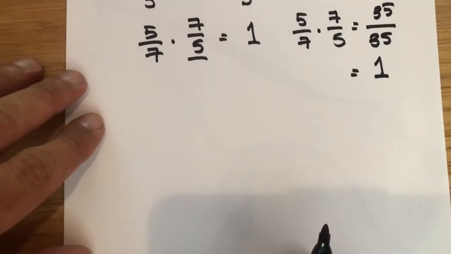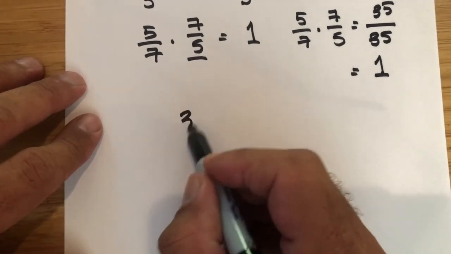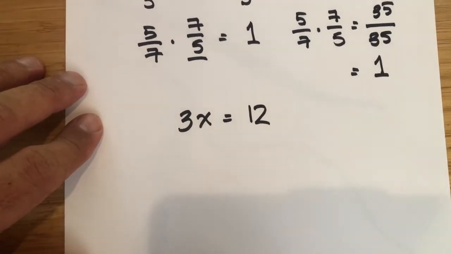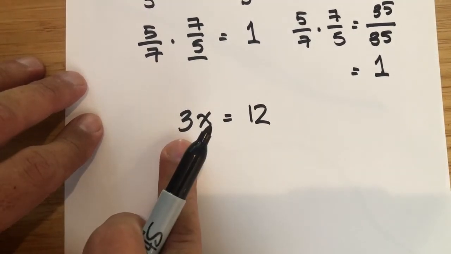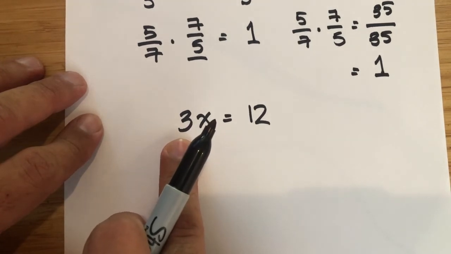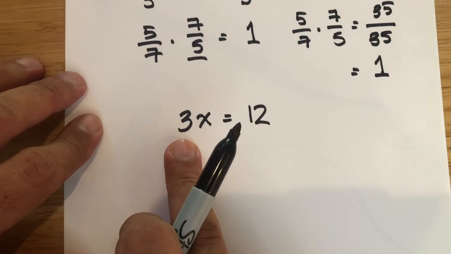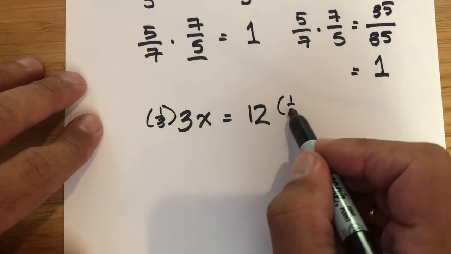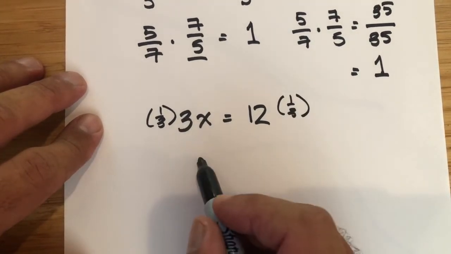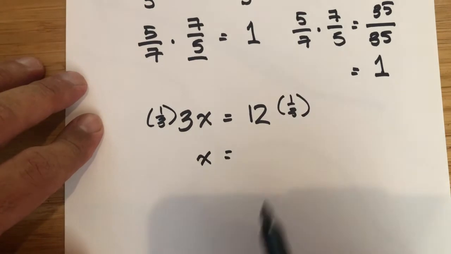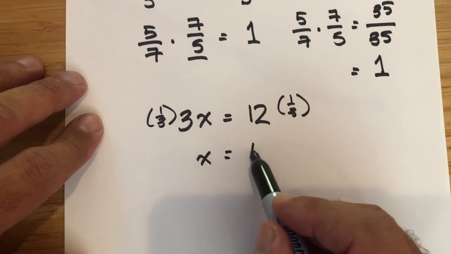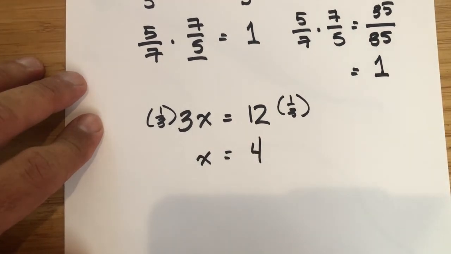We can use the multiplicative inverse to solve for x. Say we have 3x is equal to 12. We want to isolate x. To isolate x, I need to get rid of this 3. So I'm going to apply the multiplicative inverse of 3, which is 1/3 to both sides. 3 times 1/3 is 1. All we're left with on that side is x. 12 times 1/3 is really 12 divided by 3. That equals 4. So x equals 4.